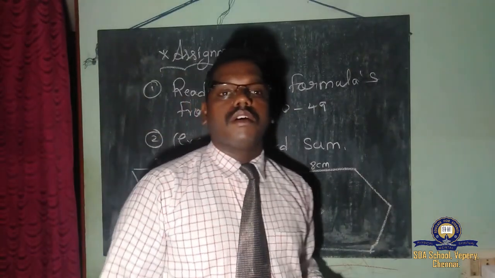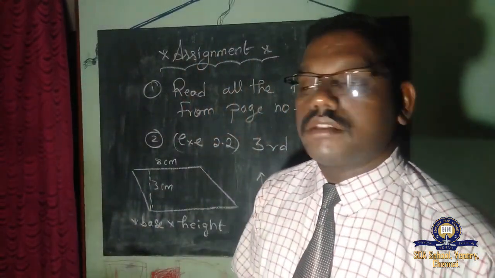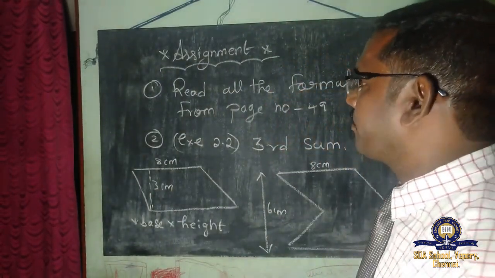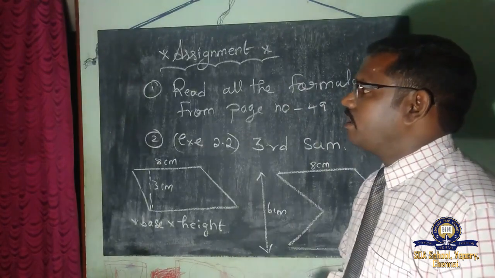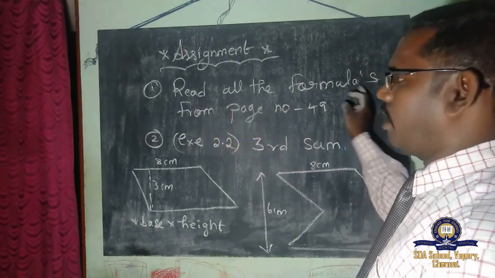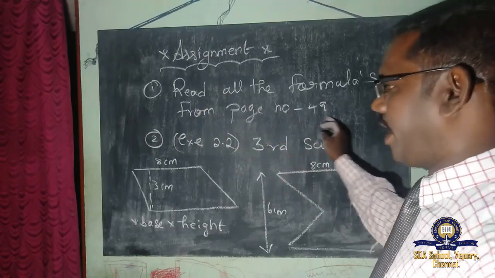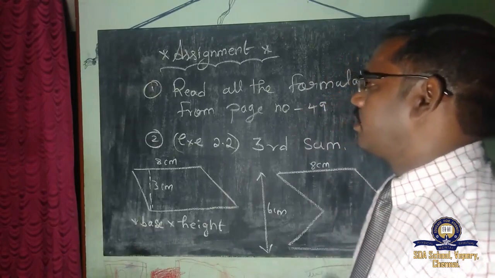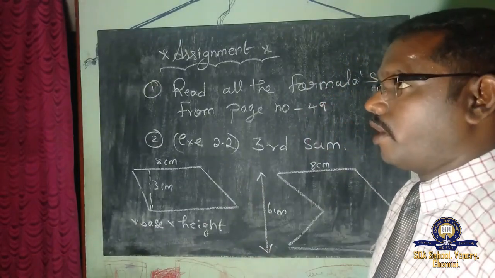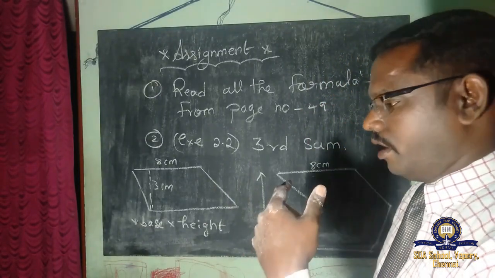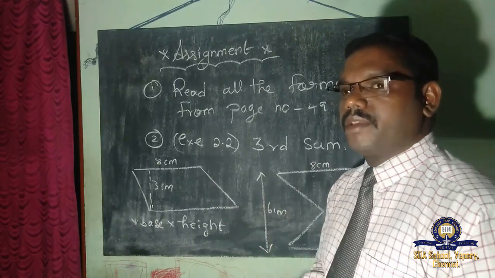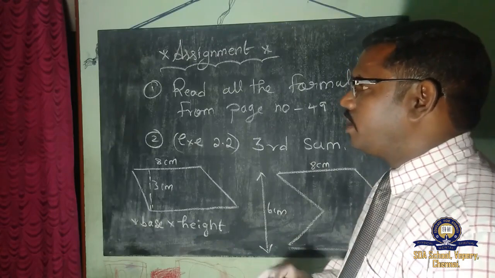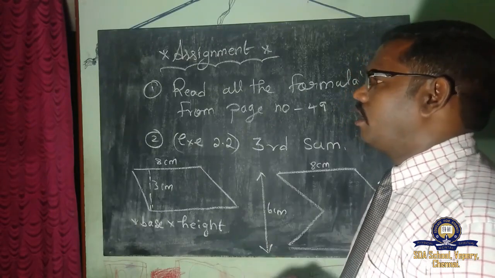It's okay. Welcome back, students. Here we can see the assignment of this day. What is the assignment today? Read all the formulas from page number 49. If you bought the book, you can see the page. So many formulas are there: area of the square, area of the triangle, area of the trapezium, area of the parallelogram, area of the circle. On that page there are many more formulas. You go through everything, read it.